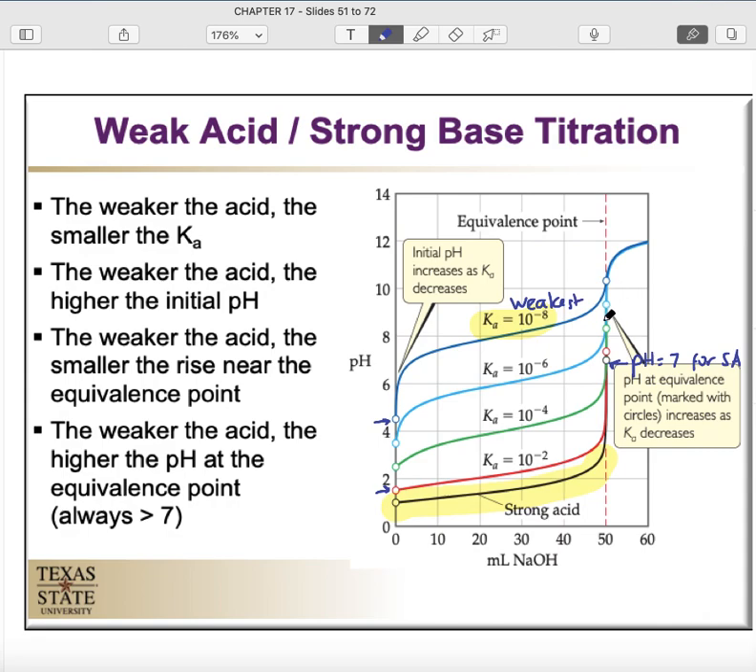it is a basic salt. So the other thing that I want you to see here is that the weaker that weak acid is, the higher the pH at the equivalence point. For example, for the red one that has a fairly large Ka, we are starting with a pH of about 7.5 maybe at the equivalence point, and that increases all the way to 10.5 maybe for the weakest of these weak acids. So it can be quite basic at that point.